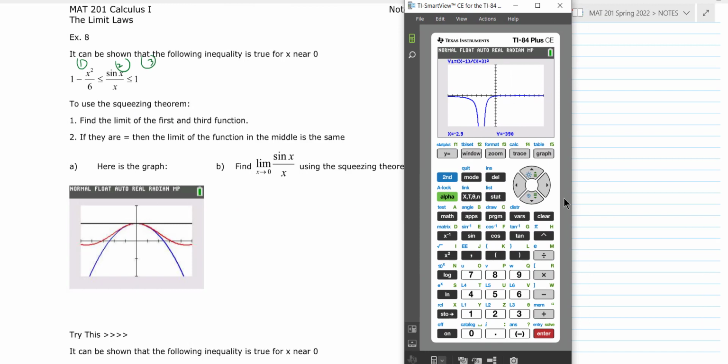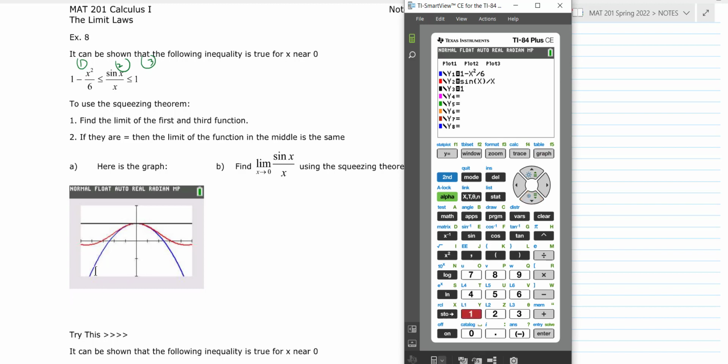Graphically, one interesting thing to do with the squeezing theorem is just to look at this on your graphing calculator. So I went ahead and provided you the graph. Go ahead and put this in your calculator. In y1, put the first function, 1 minus x squared over 6. In y2, put in the function in the middle, sine x over x, which is kind of a famous limit that we're going to look at a little later. And then finally, we'll put in 1.